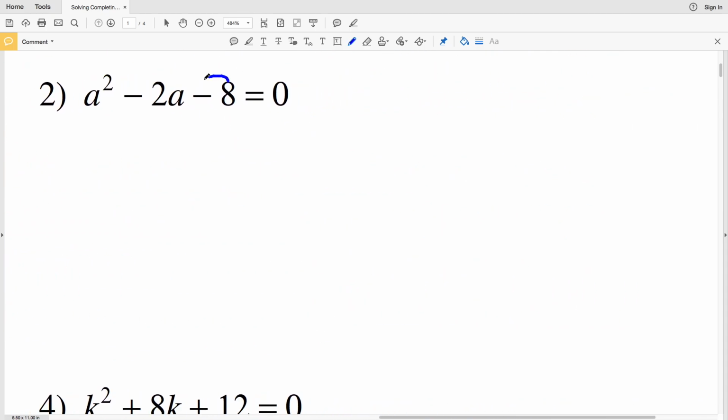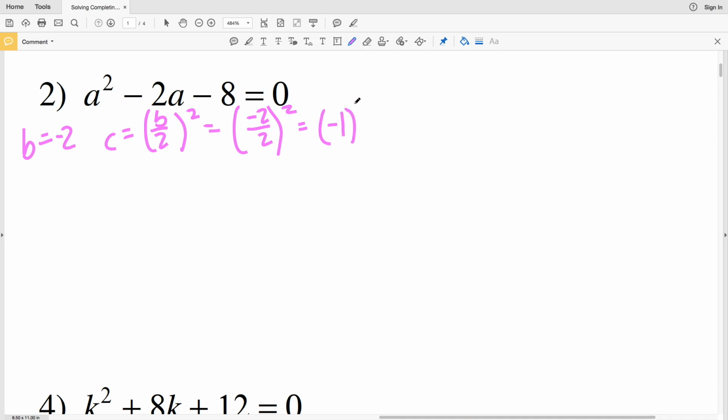In number 2, as opposed to adding 8 to both sides at the start, I'm going to focus on my c value. So I want c to equal b over 2 squared. And in this case, my b value is equal to a negative 2. So now I'm going to have negative 2 over 2 squared. Negative 2 over 2 is a negative 1. And when I square that, I get positive 1. So I'm going to add this positive 1 and subtract that positive 1 in my equation in number 2 so I don't change the value.